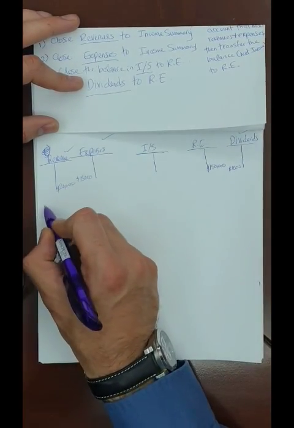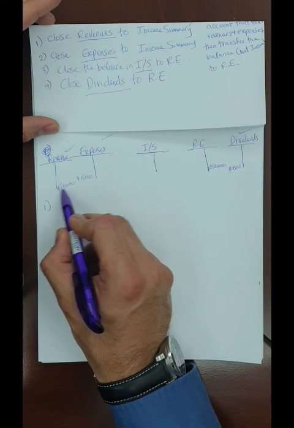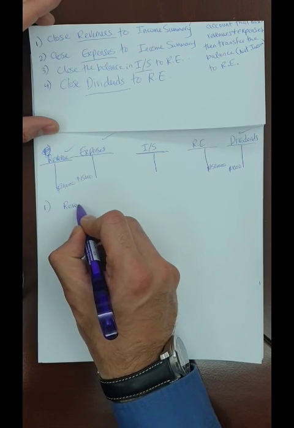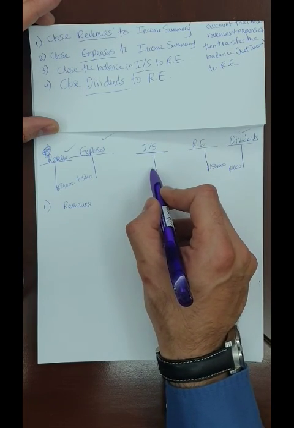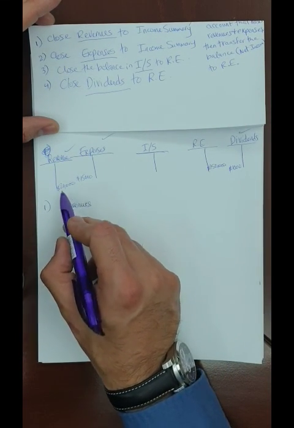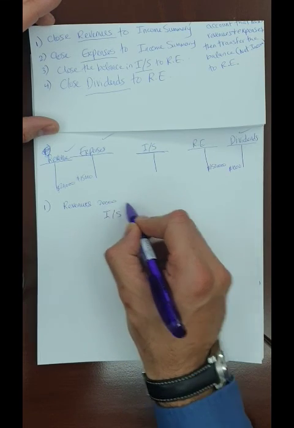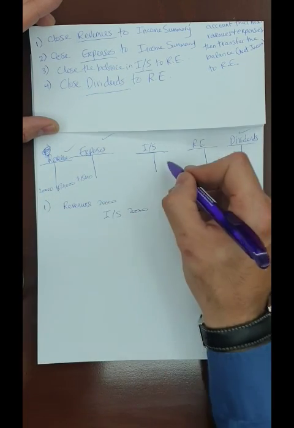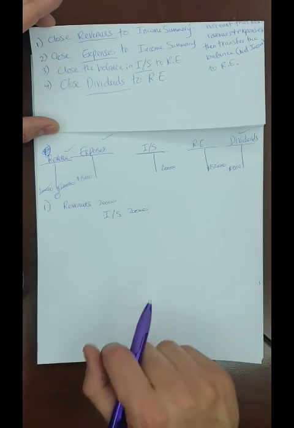In step number 1, when we close revenues to income summary, we need to get this back to zero. It's a credit balance, so we need to put it on the debit. So we debit revenues and we transfer this value to the income summary, which we open just to host revenues and expenses. If revenues is on the debit, because we want to get it back to zero, then income summary will be on the credit. So $20,000 here and $20,000 here. So this is a zero now. Revenues are set back to zero.